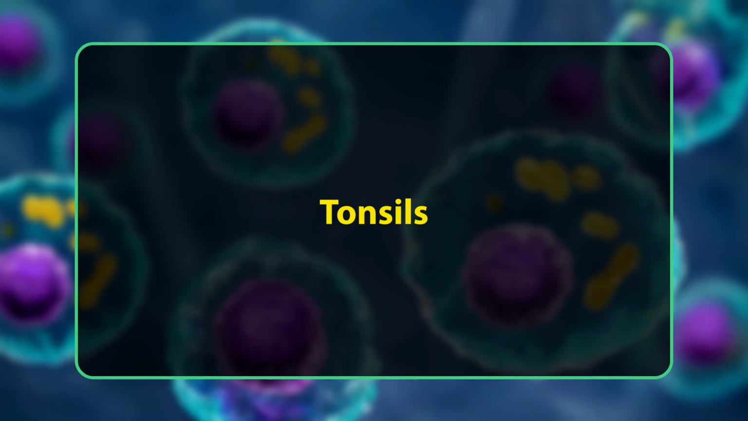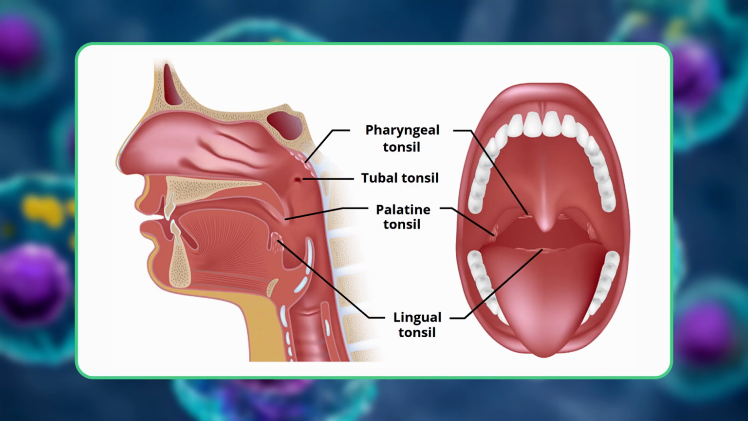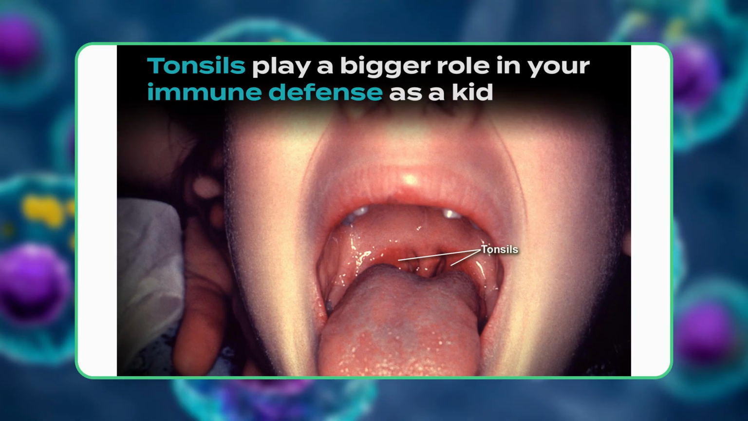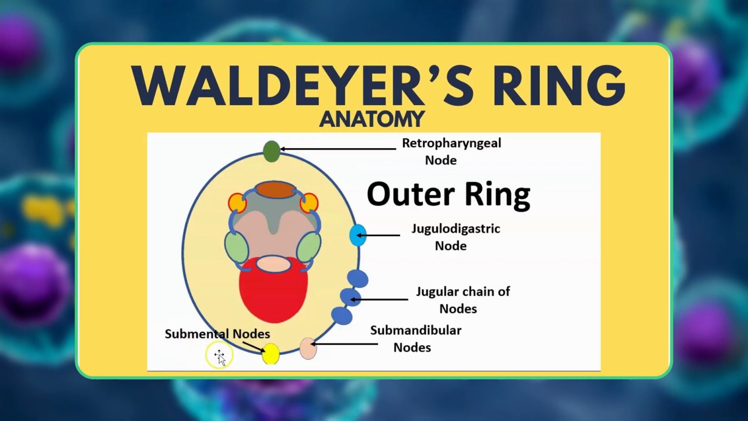Now, let us discuss tonsils. Tonsils are small masses of lymphoid tissue in the pharynx, acting as the first line of defense against pathogens entering through the mouth or nose. They are crucial for building immunity, especially in children, and form a ring-like structure called Waldeyer's ring. While important for immune function, they can also be susceptible to infections and inflammations, leading to conditions like tonsillitis.